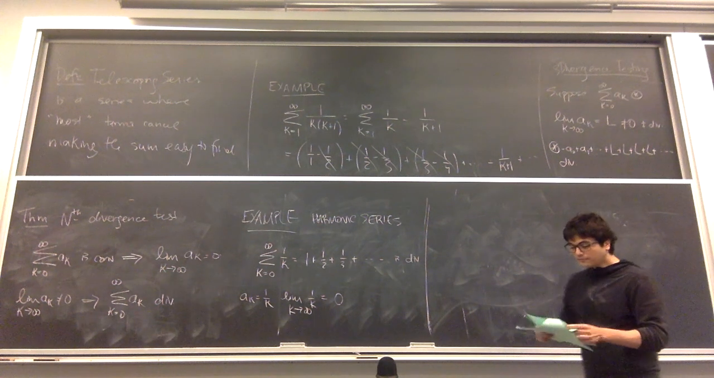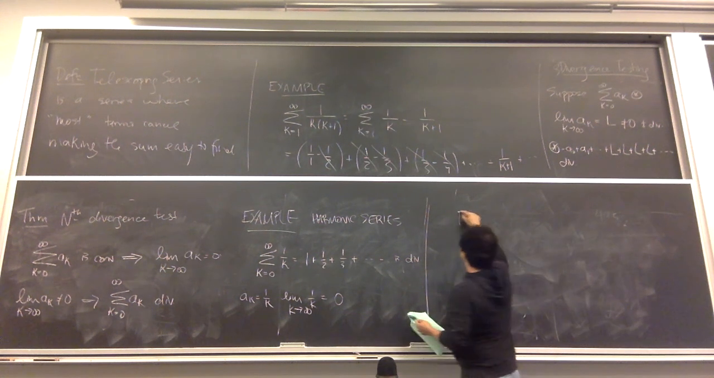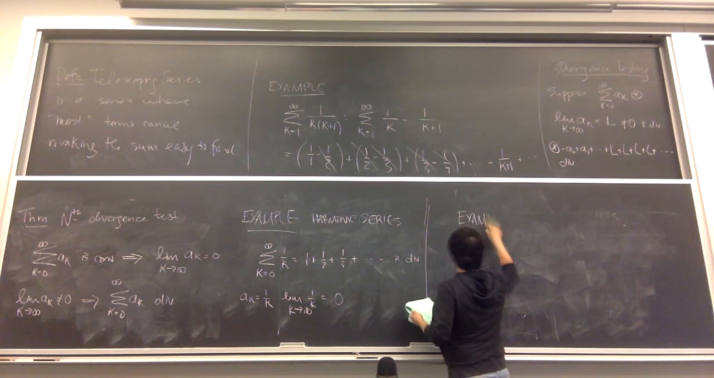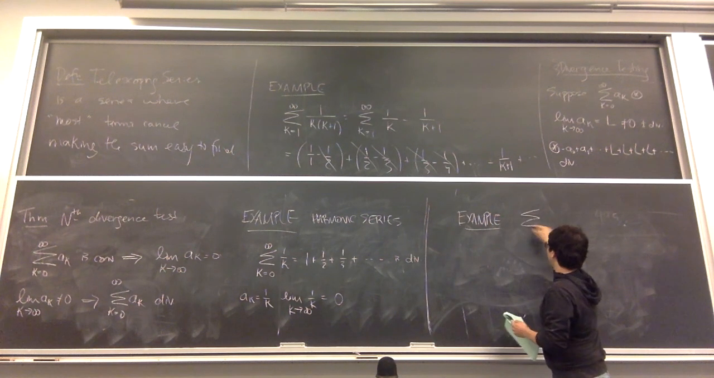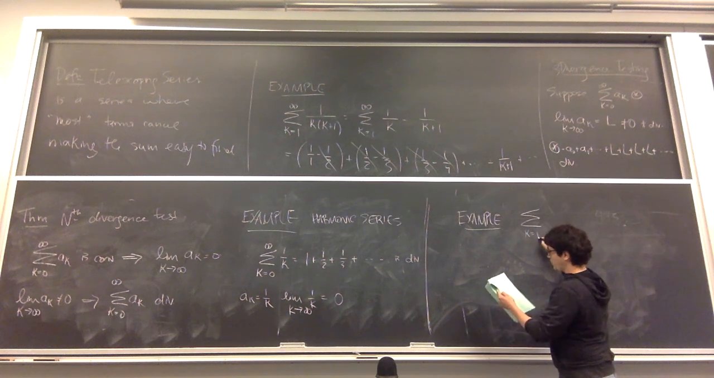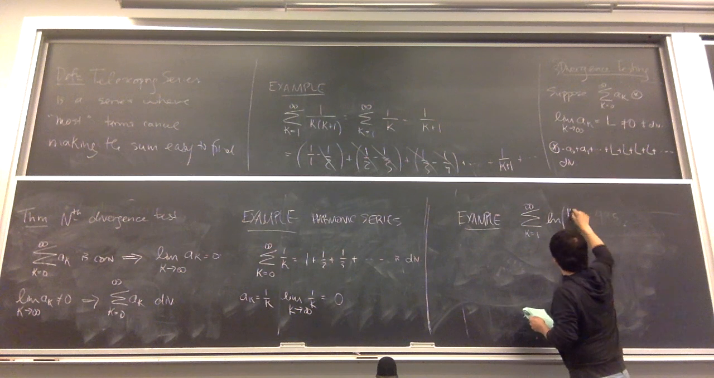Okay, so let us try an example which you should have the ability to attack. So tell me if this converges or diverges or not. So specifically, what does the nth divergence test tell us about this sum?